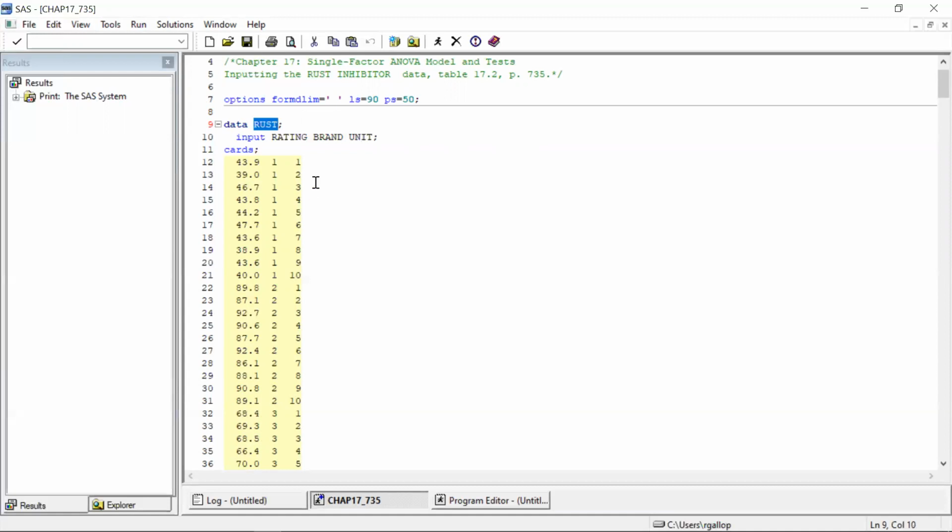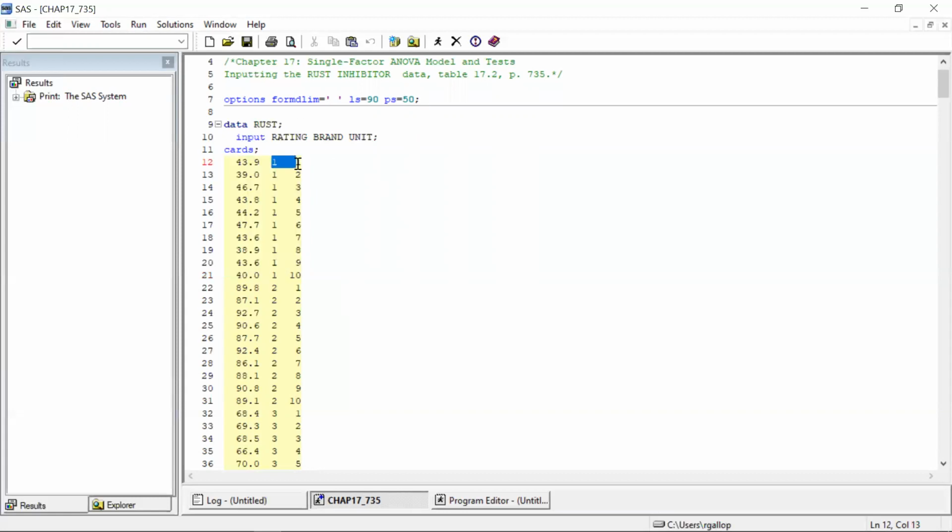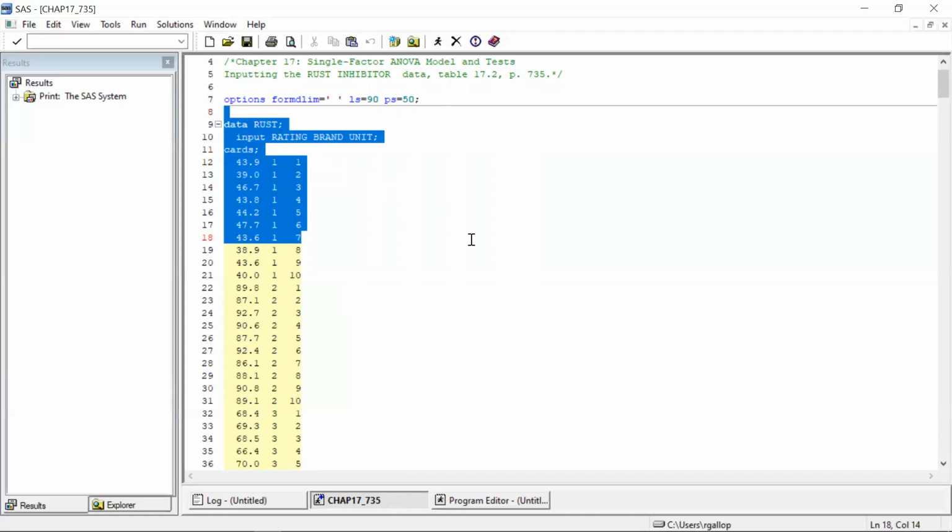But if we go back to the rust inhibitor data, I'm going to create this data, Rust, which has the 40 data values. In this case, Y is rating, that's the outcome, the grade on the rust inhibitor. The brand is the factor variable, and then the unit is the observation, the data point within each level. So you can kind of think of the brand and unit as basically the ij subscript in the cell means model.